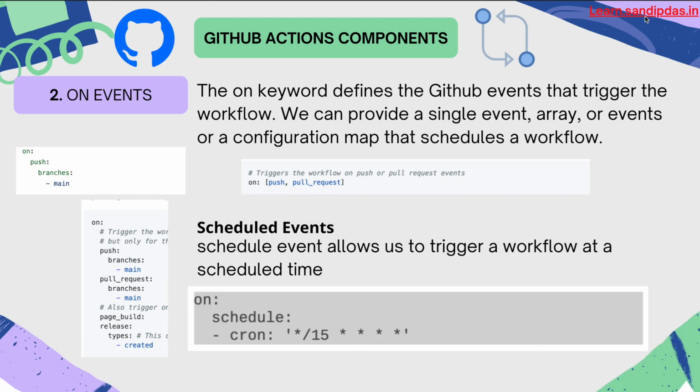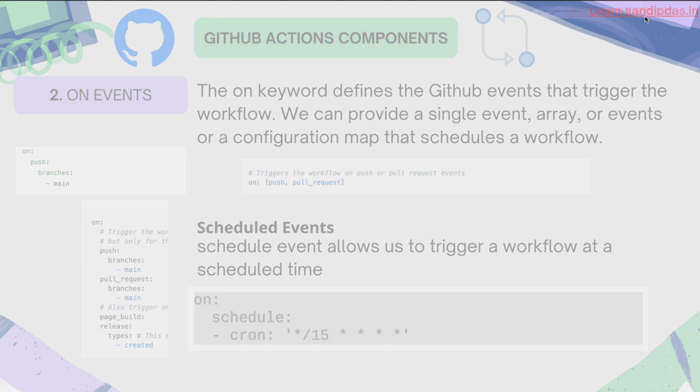Next one is the on event. The on keyword defines the GitHub events that trigger the workflow. We can provide a single event, an array of events, or a configuration map that schedules the workflow. Okay, so for example, you can see on the screen itself, on push branches, where we're specifying the main branch, and you can see the array example with on and then square brackets, push and pull request. We also have scheduled events. Scheduled events allow us to trigger a workflow at a scheduled time. Just for example, you can see the cron job.